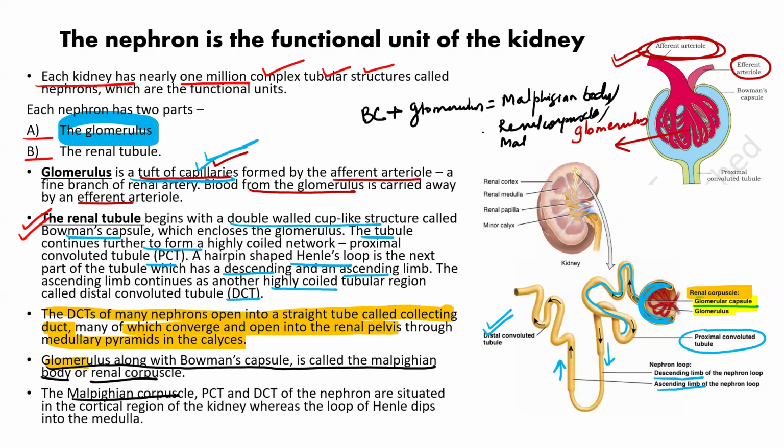Please learn it properly, because in the excretory system of insects, in the cockroach, you are studying Malpighian tubules. Malpighian tubule is an excretory structure of cockroach, and here we are discussing Malpighian body or Malpighian corpuscle or renal corpuscle, which is a combination of Bowman's capsule plus glomerulus. Don't get confused. Please understand properly. Clear? Now, renal corpuscle, PCT, DCT, all are present in the cortical region. And only the loop of Henle is present in the medulla.